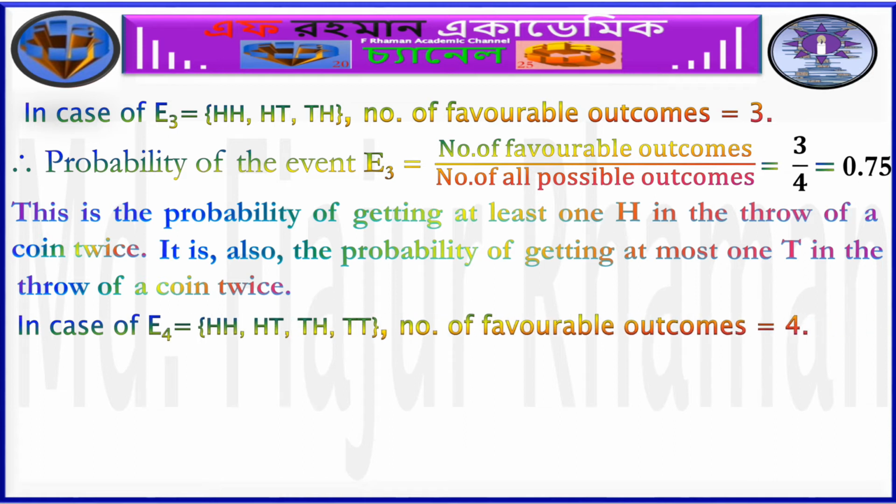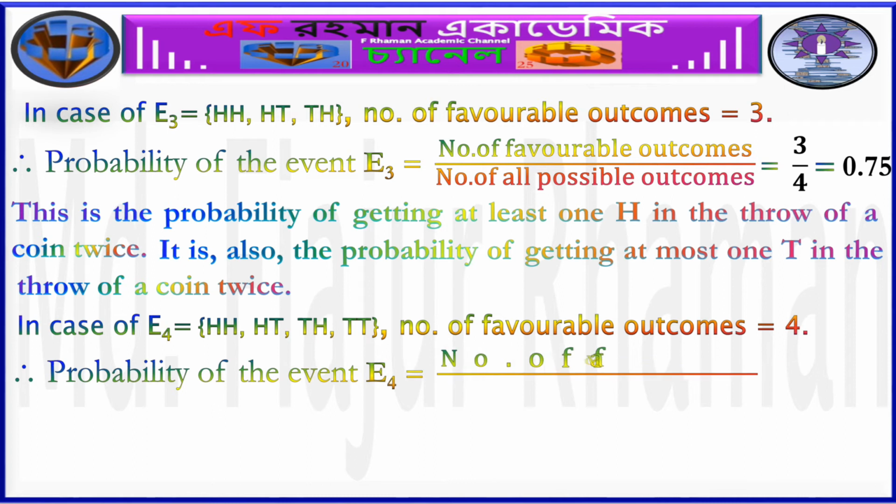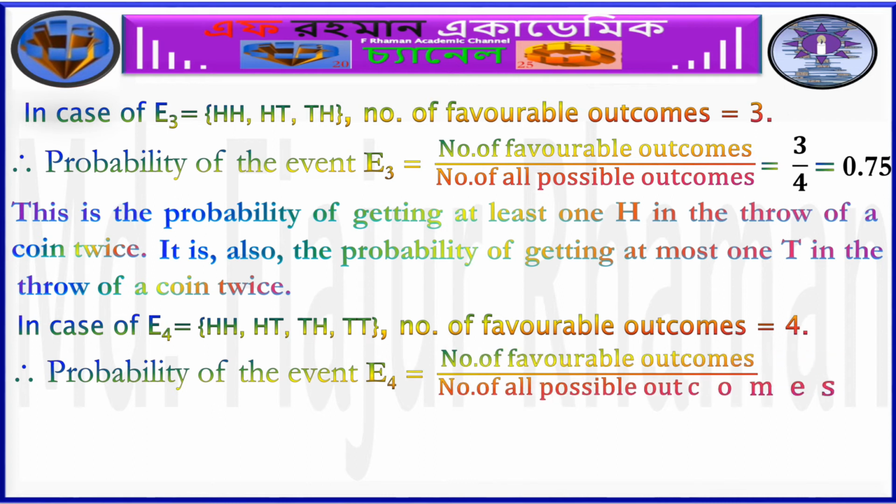However, in case of E4, set of HH, HT, TH, TT, number of favorable outcomes is equal to 4. Therefore, probability of the event E4 is equal to number of favorable outcomes by number of all possible outcomes is equal to 4 by 4 is equal to 1.